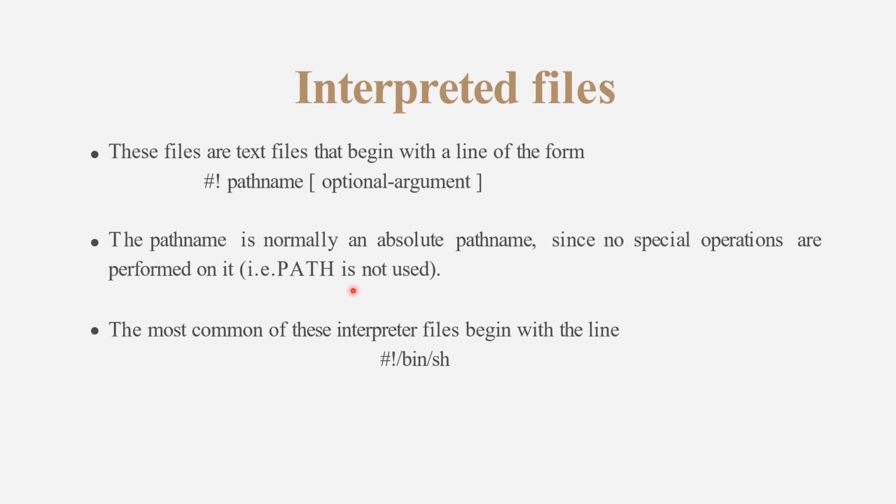We know that the pathname is usually the absolute pathname because no operations are performed using this pathname. And the best example we have seen about it is #!/bin/sh, where we are specifying that the file has to be executed in the shell, and also the space between the exclamation mark and the pathname is optional.